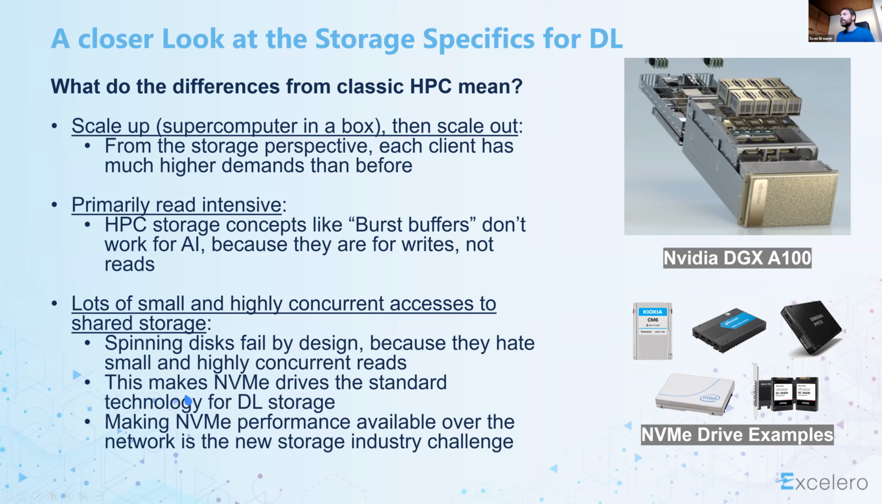Which brings us to the conclusion that NVMe drives are the de facto standard for deep learning storage today, just because they really embrace, other than spinning disks, this high concurrency and small random accesses. They are only chips, they don't need to seek. So they embrace it, and they actually only get really fast when you access them highly concurrently.